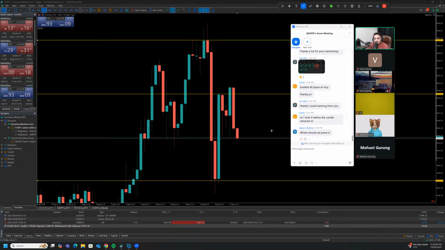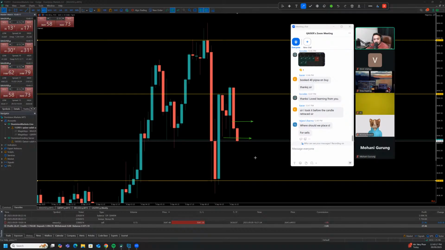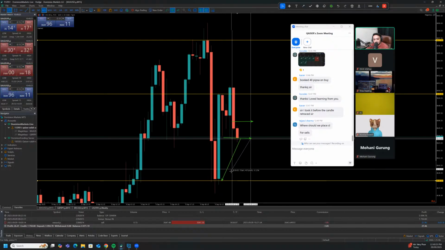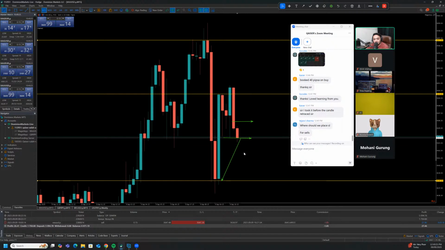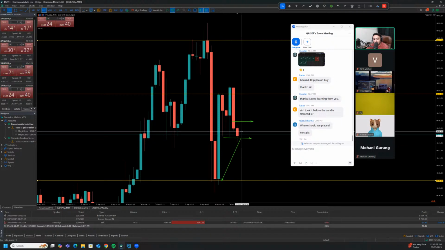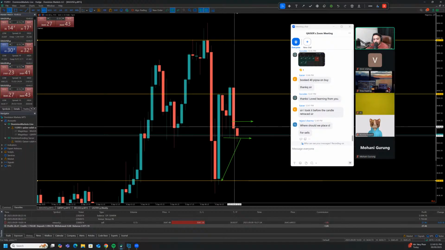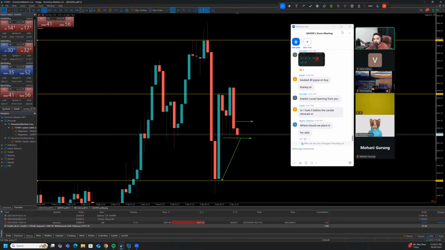Where should we place SL? For what? You are just taking a sell here. Stop loss would be somewhere here. How much range is it actually? It's a 50 pip range. Try to grab 20-25 pips out of it. And if it's going to break above its own high, if you're in a trade, close 50% of the position there and leave the rest. That's all you can do actually.